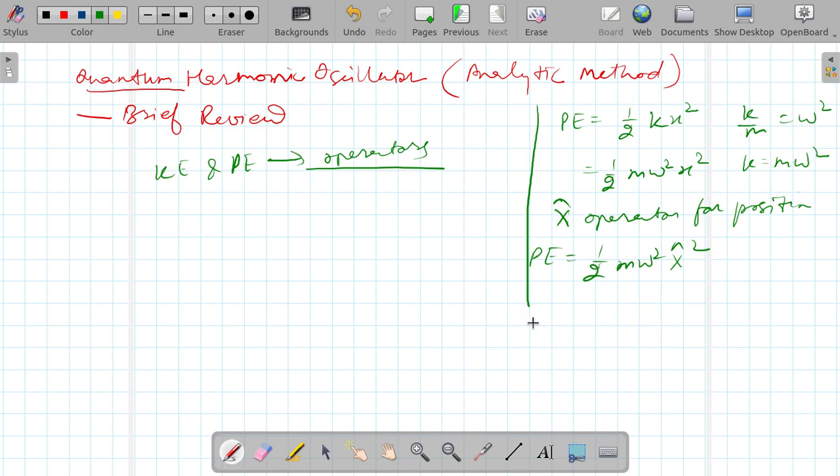then potential energy can be written in the form of operator as half m omega square x square, right? And kinetic energy can be written in the operator form. It is p square upon 2m, where p is the momentum operator, right?